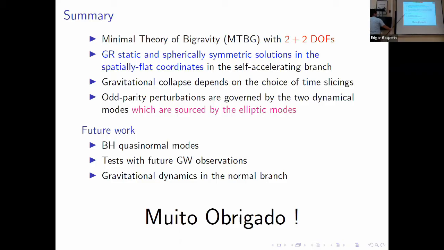Then in the future, we are going to investigate some more. We want to investigate how to test the theory with future observations, for example, in light of the future gravitational wave data. Also, in most of my talk, I have focused on self-gravitating systems, but we are also interested in time dependence in general.